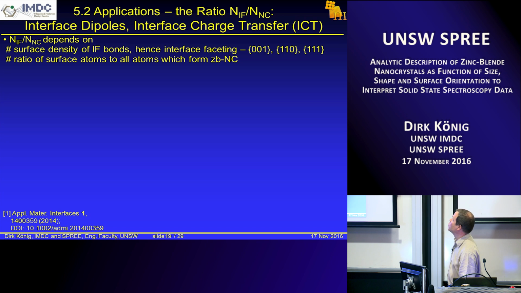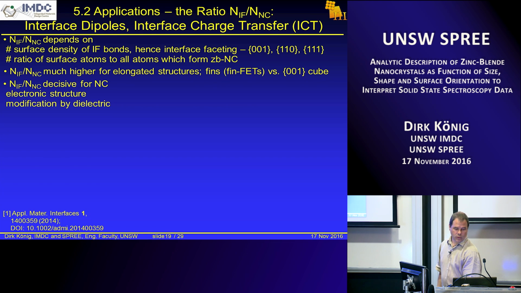Now I come to the ratio of interface bonds to nanocrystal atoms, or per nanocrystal atom. And this obviously depends on the density of interface bonds. So it's dependent on faceting, but also on the ratio of surface atoms to all atoms which form the zinc-blende nanocrystal. As an example, if you have a cubic or 1 faceted nanocrystal and you stretch it to cubical, then you have a constant density per square area on your facet, but because you change the surface to volume ratio, it basically gets bigger, and you actually have a bigger influence in terms of charge transfer and interface dipoles.